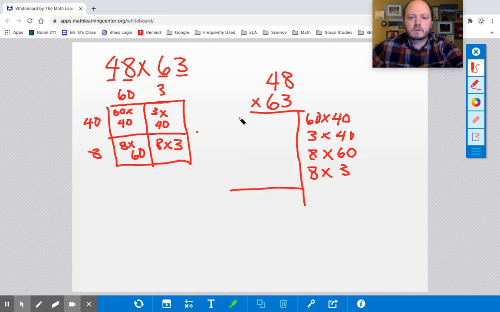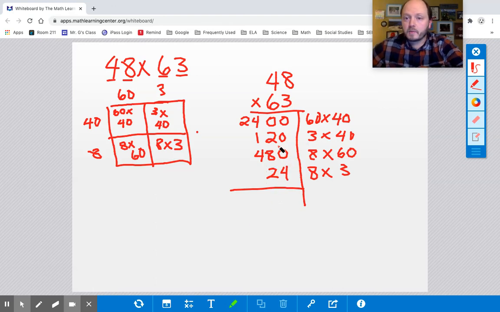Okay, so 60 times 40 has 2 zeros that we're extending. It's 2,400. We have 3 times 40, which is 12 with 1 zero, or 120, right? We have 8 times 60, which is 48 with 1 zero, which is 480. And then we have 8 times 3, which is 24.